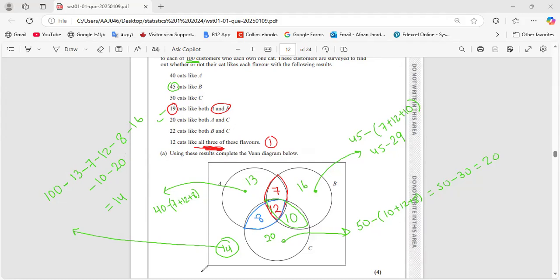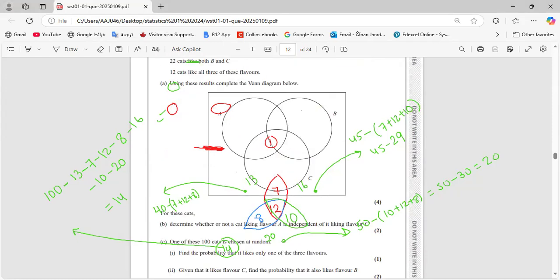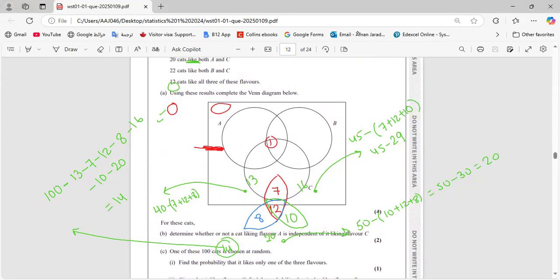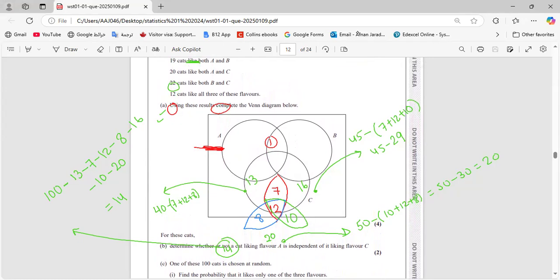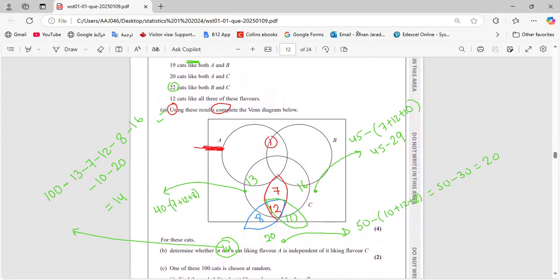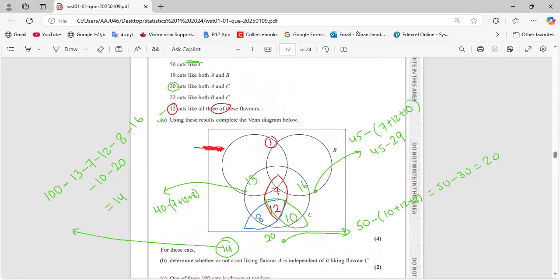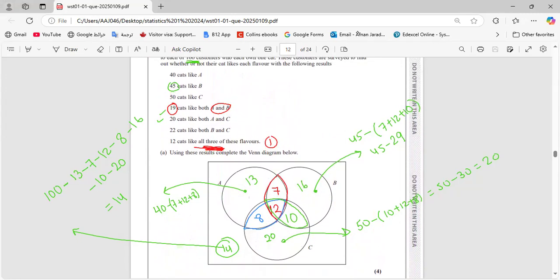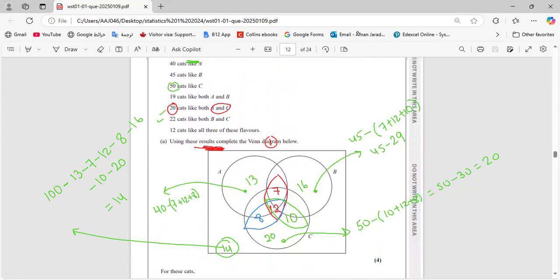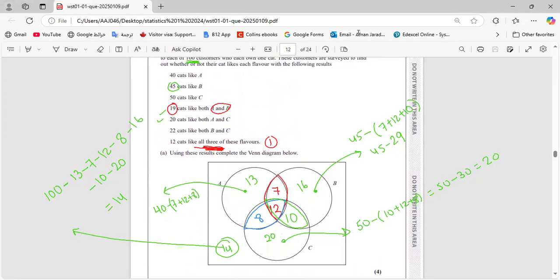So using these results, complete the Venn diagram. Completed. Okay, going to B. Look at B. Determine whether or not a cat liking flavor A is independent of it liking flavor C. So A and C, are they independent or not?